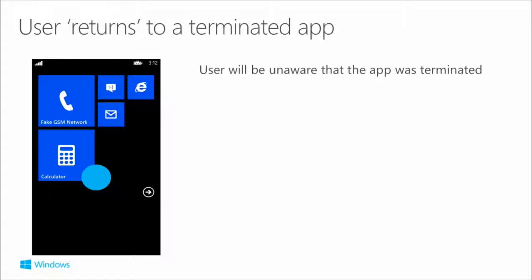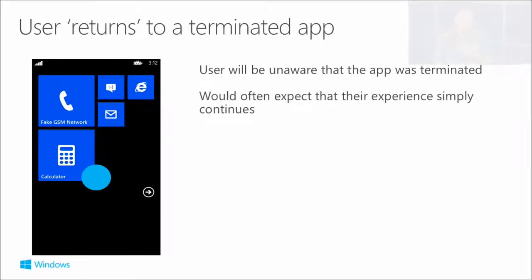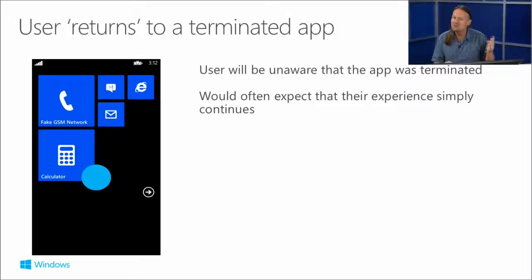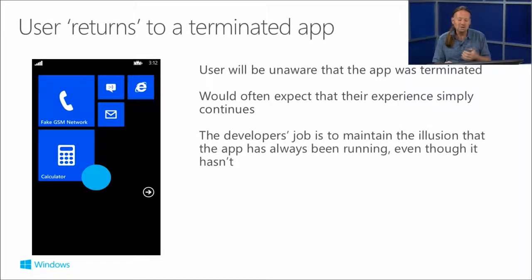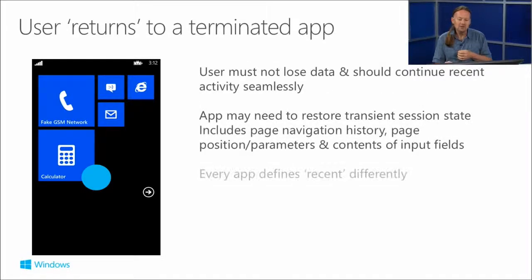If the user returns to a terminated app, so that they tap on the tile and restart the app, again using the calculator, as a developer you want to try and maintain the illusion that the app has never been away. You need to make the user think that it's been suspended, even though actually it's been terminated, blown away completely and destroyed. So that means you have to write some code to save some data away. You need to maintain that illusion. You must make sure that the user doesn't lose any data and that their experience is not spoiled. There's a lot that goes into what you need to do.